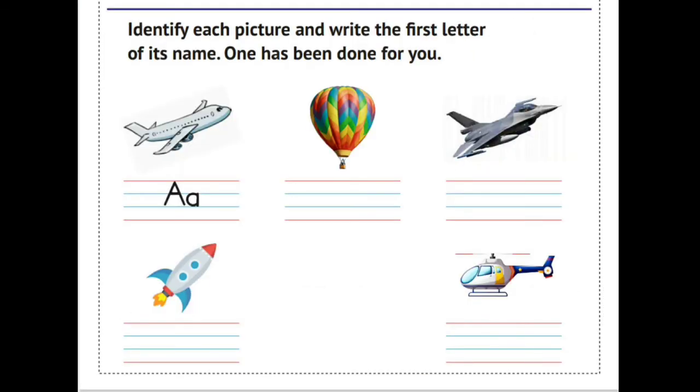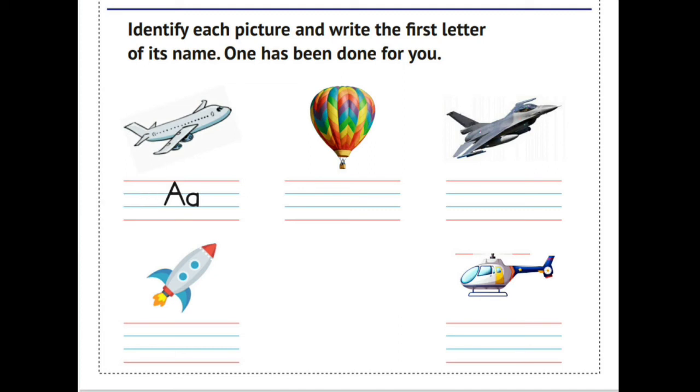Now kids, let's see second portion of the worksheet. In this worksheet, you have to identify each picture and then you have to write the first letter of its name. One has been done for you. Let's see first picture. This is an aeroplane. Aeroplane starts with alphabet A. So here alphabet A is written.